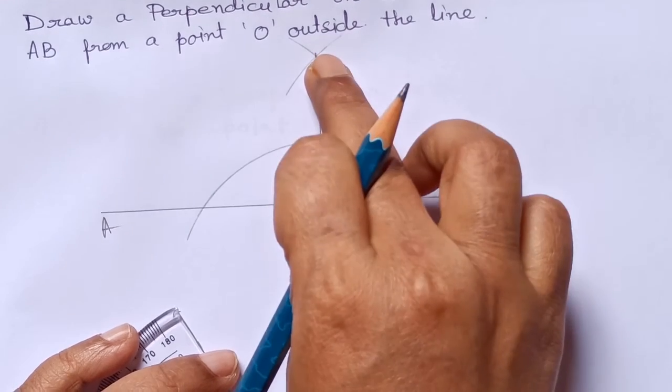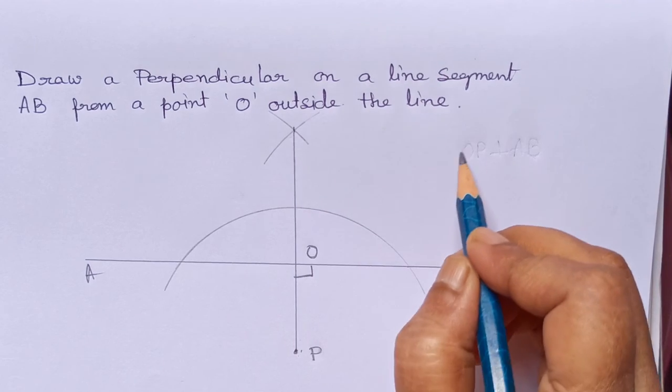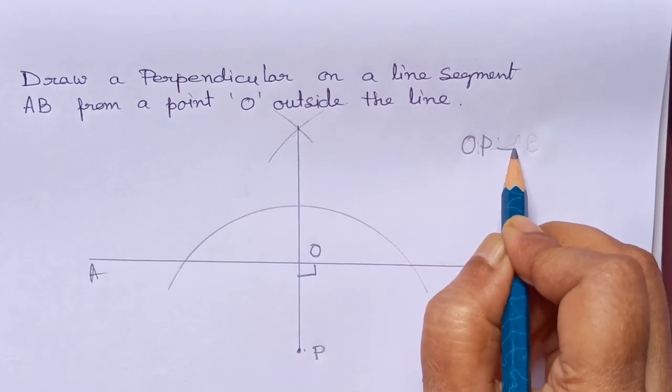You can take P on this side also. So now we can say that OP is perpendicular on AB.